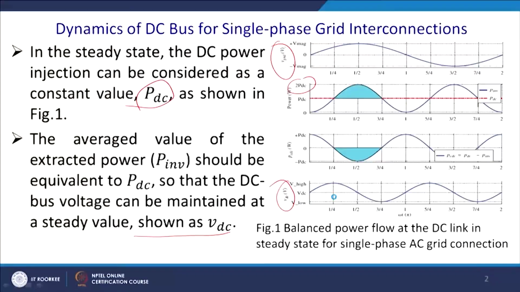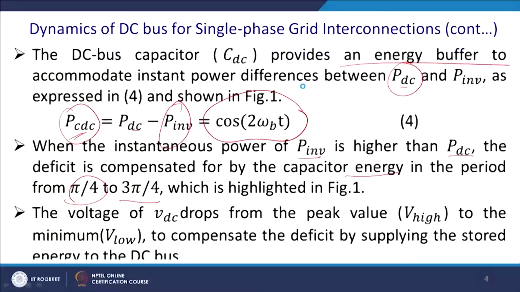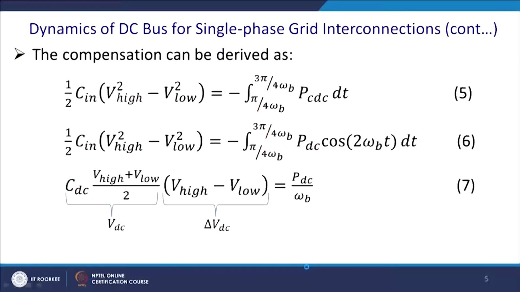So, this point has been marked here as a blue line. You get a P inverter more than the PDC. The voltage VDC drops from the peak value high to the minimum low to compensate the deficit by supplying the stored energy of the DC bus. So, we require a compensator.